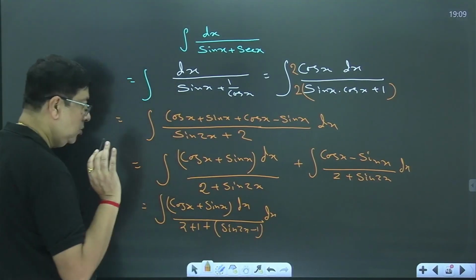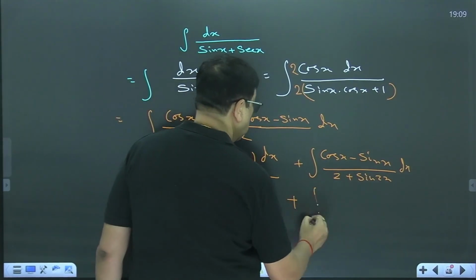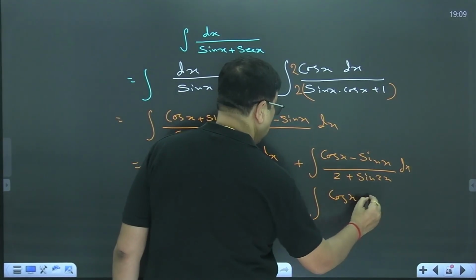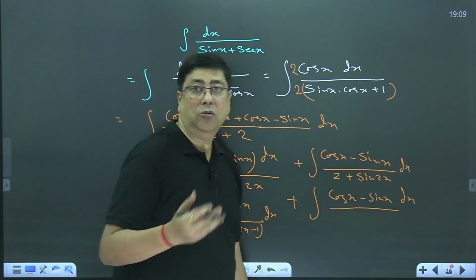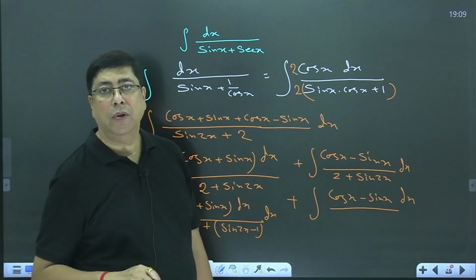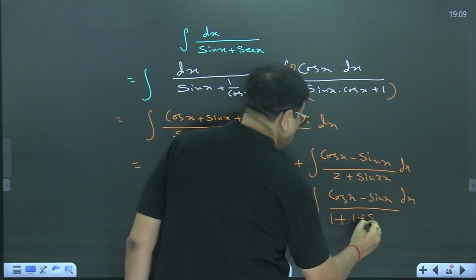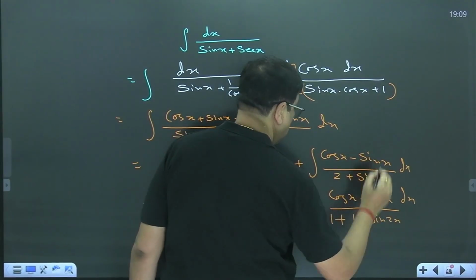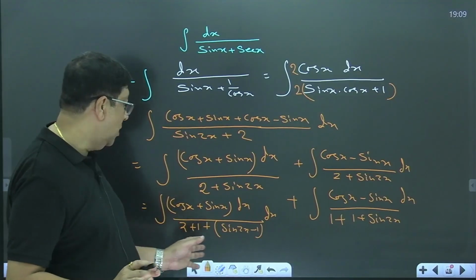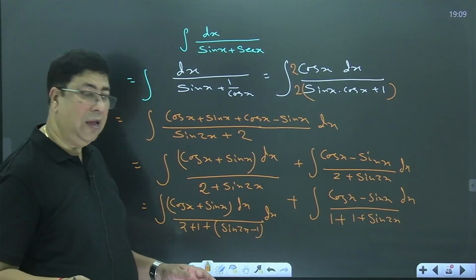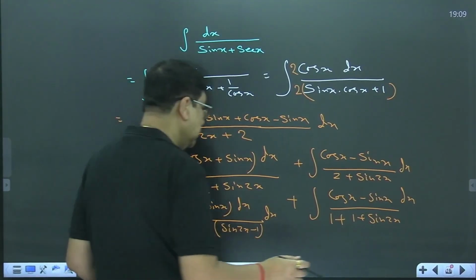I am writing this so that we can understand this well. Plus, this is the one whose derivative is cos x minus sin x. I can write cos x plus sin x, I can get cos x plus sin x in the denominator. So 1 plus sin 2x. I am writing all this part once again on the next page so it will be easier for us. Cos x plus sin x dx.